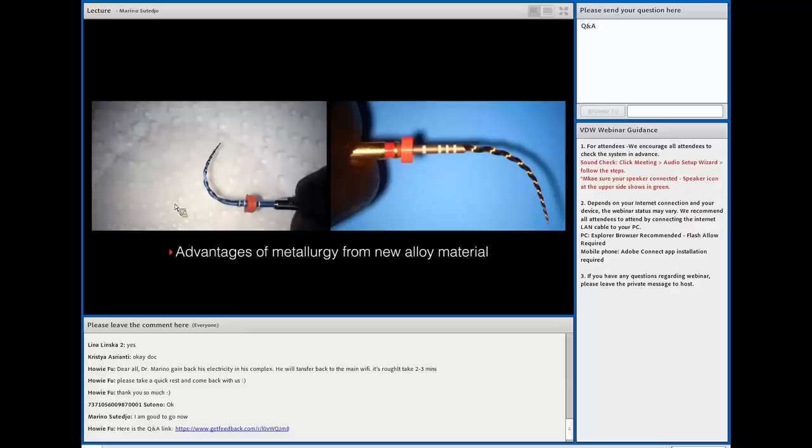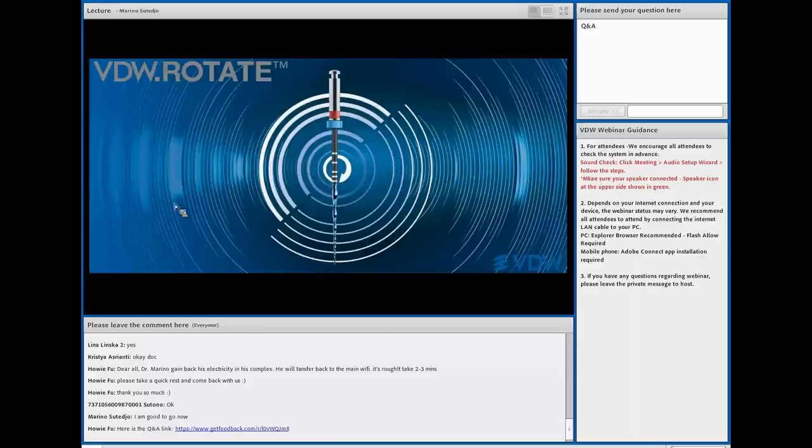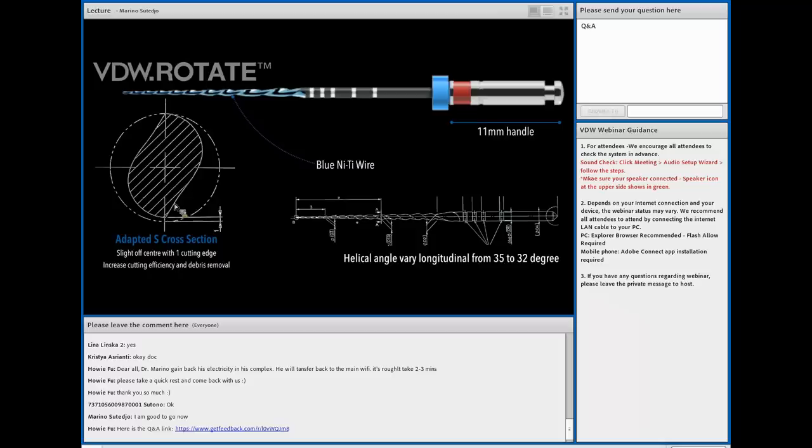And also, in order to provide us with good flexibility, we now have more advantages from new metallurgy. As you all know, we now have a gold nitide, and also we now have a blue nitide. So I'm going to introduce you to the VDW Rotate. Some of you might say this is the new M2. Well, actually no, because it's different in material, slightly different in design and also in sizing. But one thing for sure, it's made from blue nitide wire.